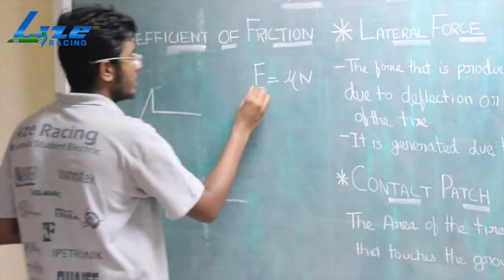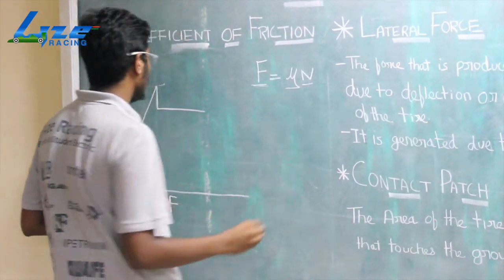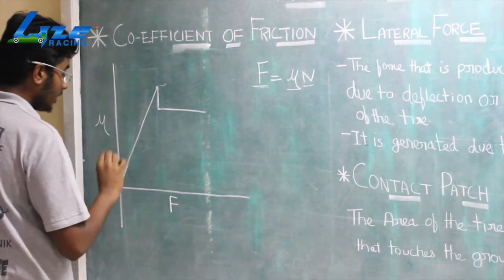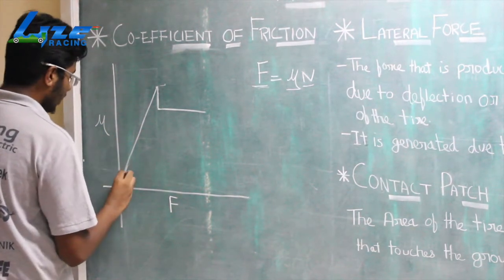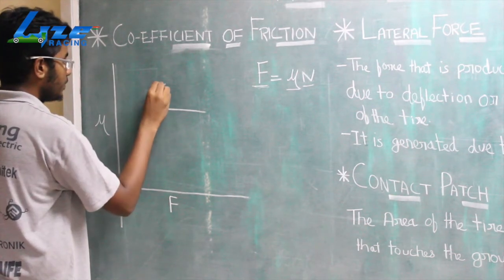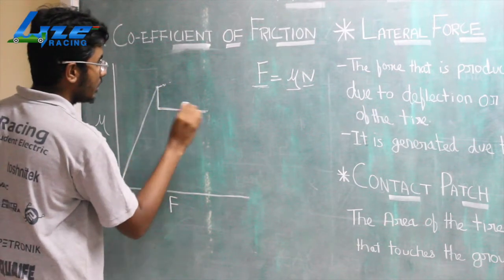In this, F is the frictional force, mu is the coefficient of friction, N is the normal load. In this graph, as we can see, if we increase the force, then the coefficient of friction increases and it dips. This point is known as static friction, and then it dips and becomes constant.